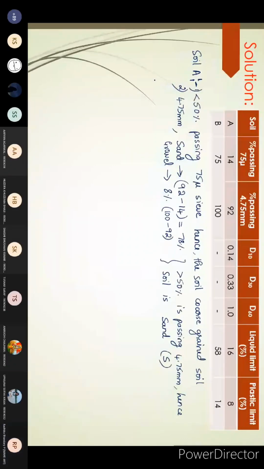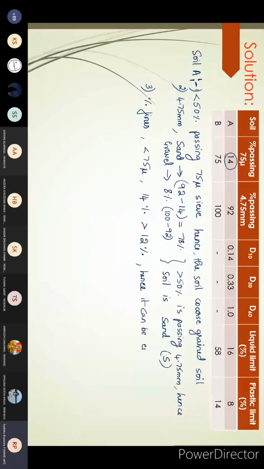Now, next step. You have to see what is the percentage fines, which is passing 75 micron. So less than 75 micron, how much is there? 14%. So this 14% is more than 12%, correct? For percentage fines, we have the thresholds of 5% or 12%, less than 5, more than 12. So now it is 14%, which is more than 12%. Hence, it can be either SM or SC, correct? This is how you will be classifying. You have to write all these steps.